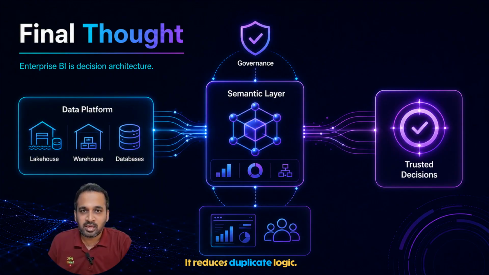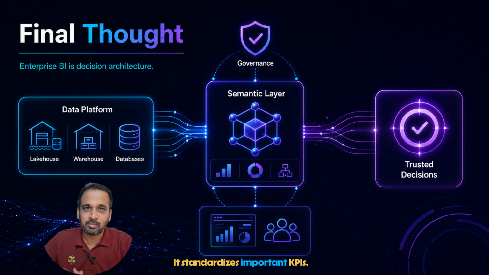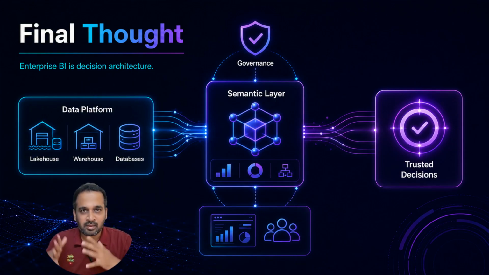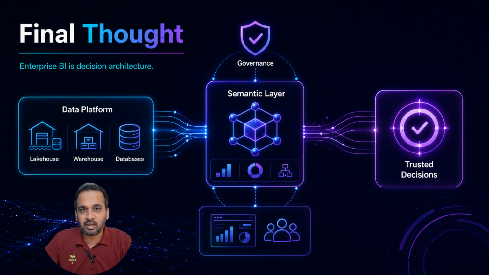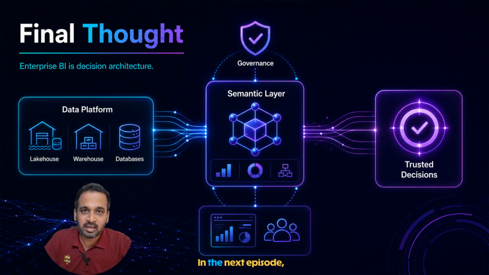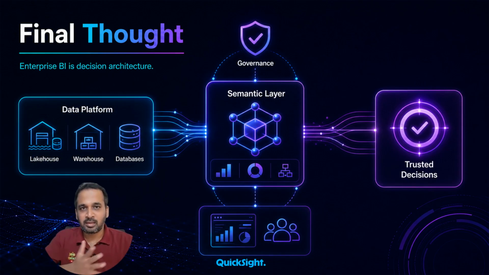It reduces duplicate logic. It standardizes important KPIs. It supports self-service without losing control. It creates reusable semantic models. It improves deployment, ownership and monitoring. As architects, our job is not only to make reports look good. Our job is to make sure the business can trust the numbers, understand the meaning, access the right insights and make better decisions. In the next episode, we will compare Power BI, Tableau, Looker and QuickSight.